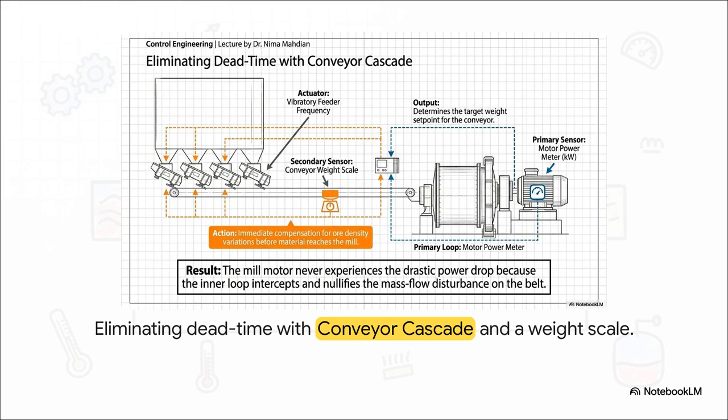We just add a secondary sensor, a conveyor weight scale directly under the belt, right after the feeders. Now, when the ore density drops, this inner loop intercepts that mass flow disturbance instantly. It ramps up the feeder vibration frequency before that empty patch of belt ever makes it to the mill. The primary mill motor never experiences a drastic power drop, all because our secondary loop intercepted it perfectly.